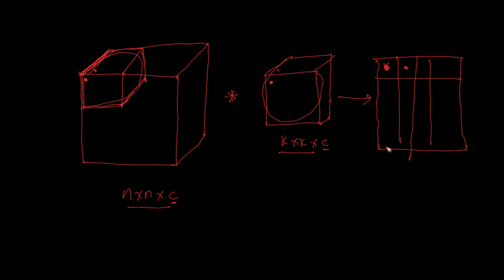So the image which I will be getting is a two-dimensional image, and the size of the image will be n minus k plus 1 by n minus k plus 1 by 1, because we'll be having only one channel. It will be a two-dimensional image, assuming there is no padding and stride is 1. So though you convolve a 3D image or colored image, you will get a 2D image as the output.